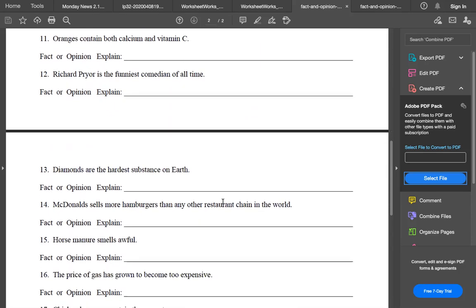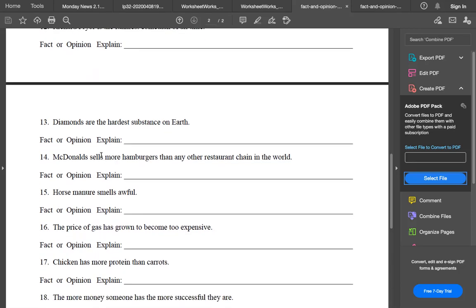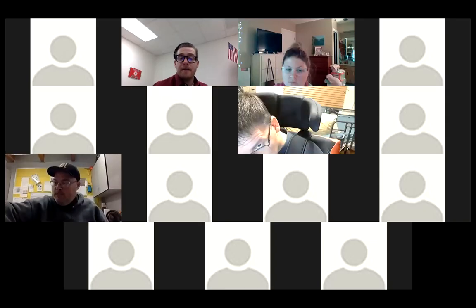Next one. Diamonds are the hardest substance on earth. That's a tough one, isn't it? Fact. Because you can prove it or disprove it, it's a fact. If you said they're the most beautiful substance on earth, then we have an opinion there. McDonald's sells more hamburgers than any other restaurant chain in the world. Fact. We can go and see they have like 50 billion or something sold since it opened. All right, I'm going to stop sharing.